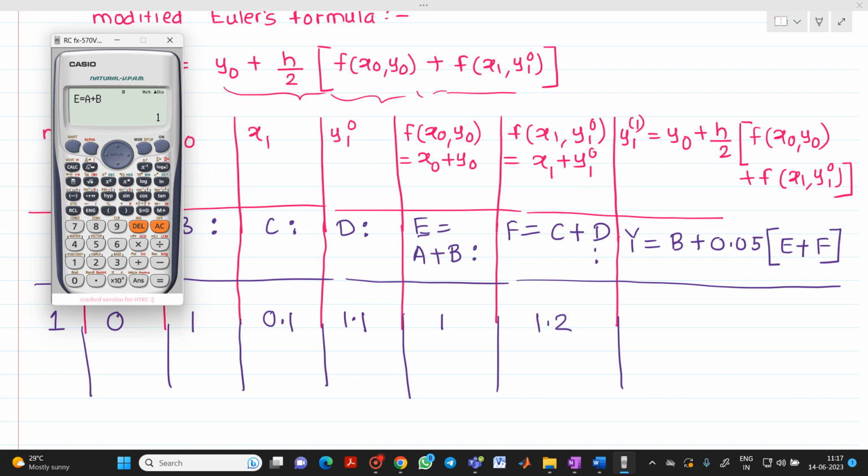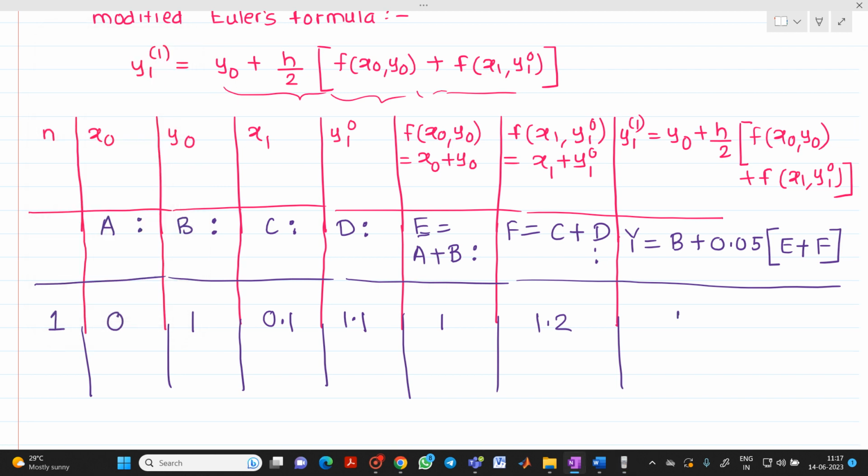What is the value of e? It is 1. So here we have written. What is the value of d? It will be 1.2. So here we have written. What is the value of this y? Y means y1 of 1. It is 1.11. So let me write it here as the answer will be 1.11.